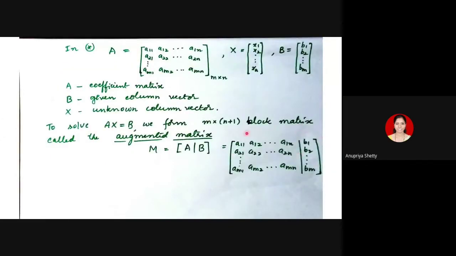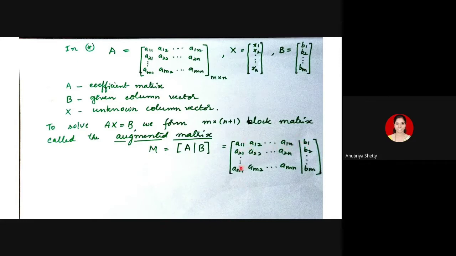So you formed a block matrix. It's one single matrix, which we call M, where you have two blocks. The first block is A, and the second block is that single column. So totally we now have n plus 1 columns. Earlier in A we had n columns, and now one more, that is, you get n plus 1 columns.